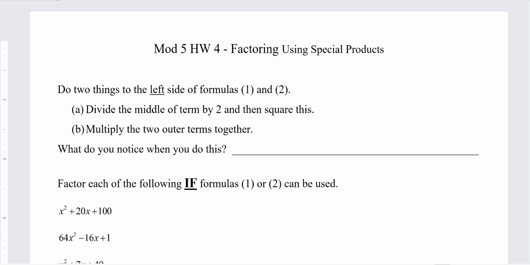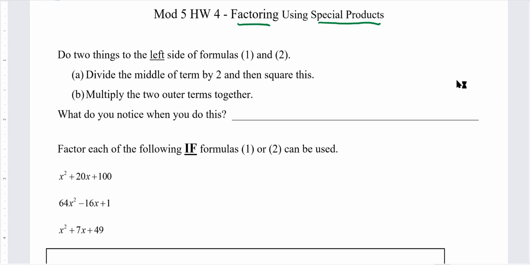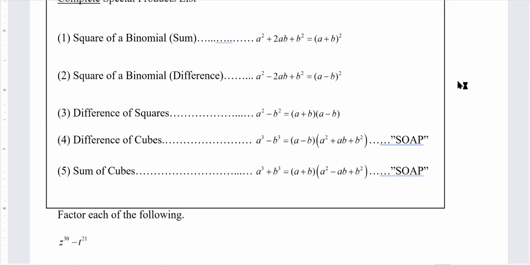This is another method of factoring. This is called factoring using special products. What do I mean by special products? I mean these formulas right here, which you do need to know. We'll take a look at these formulas, and we'll come back to them as we need them.